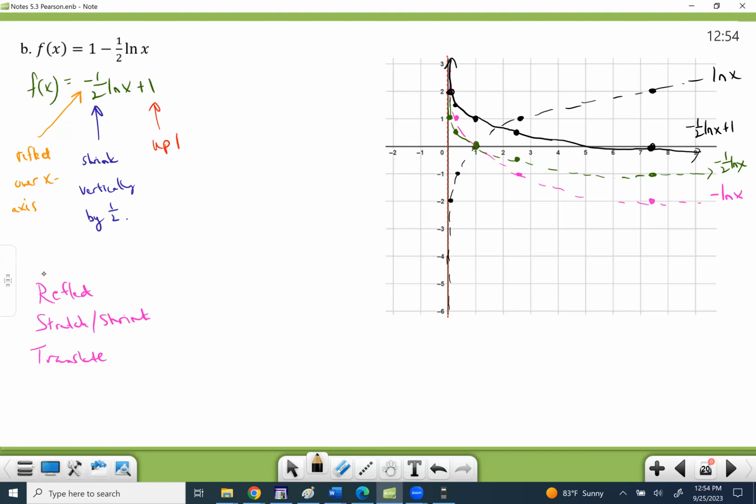Okay, so remember you got to go in the order of RST: reflect, stretch, shrink, and translate. So we graphed the regular natural log graph. We took it to the pink ones where we reflected it across the x-axis. Then we shrunk every distance by cutting it in half. So if it was 2, it became a 1. If it was 1, it became a half. If it was 0, it stayed 0. If it was 1 away from the x-axis, it became half away. And if it was 2 away from the x-axis, it became 1 away. Then, because of this +1 on the back end, we just shifted all those dots up 1 space.